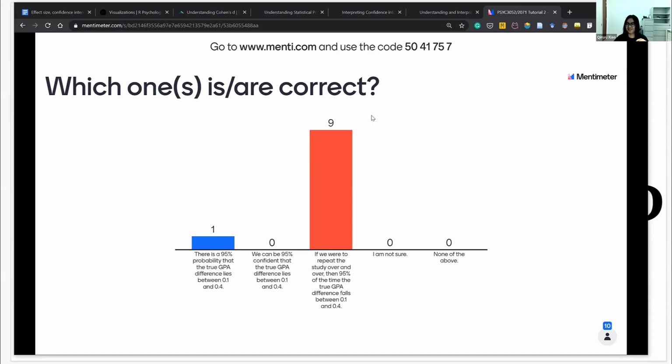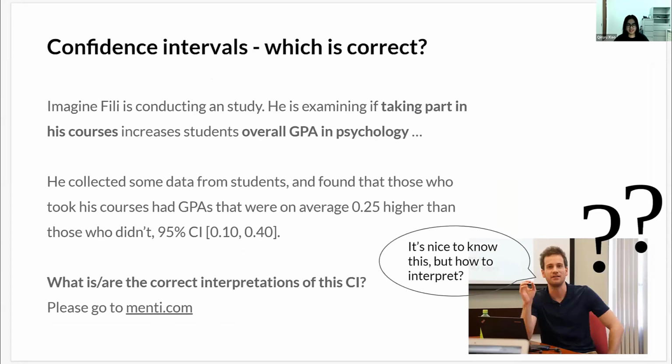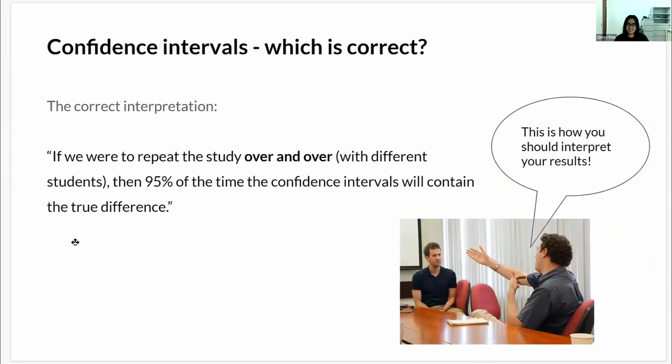All right, let's stop here. Let's not waste more time on this. So we have the majority of you choosing this option, thinking that if we were to repeat the study over and over, then 95% of the time the mean lies between 0.1 and 0.4. Is this correct? Actually, this is not. So let me begin with the correct interpretation.